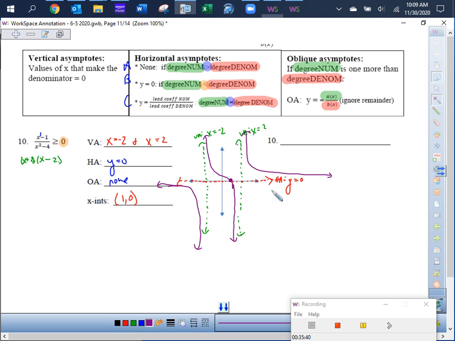Questions so far? Grab the highlighter, and let's highlight where this thing is greater than or equal to 0. Is that above the x-axis or below the x-axis? Above. So follow me on this branch over here. Does this branch ever get above the x-axis? It never does. Doesn't it stay below that asymptote the whole time?